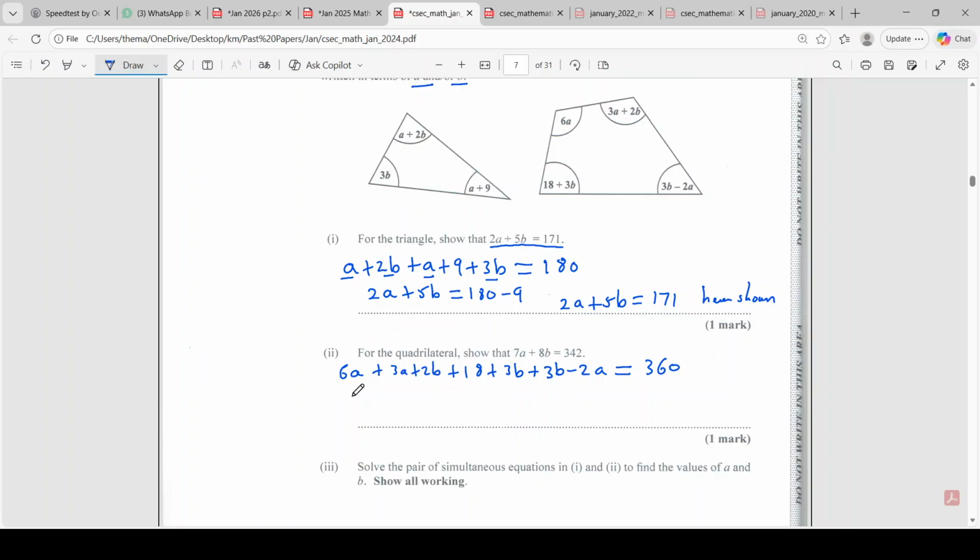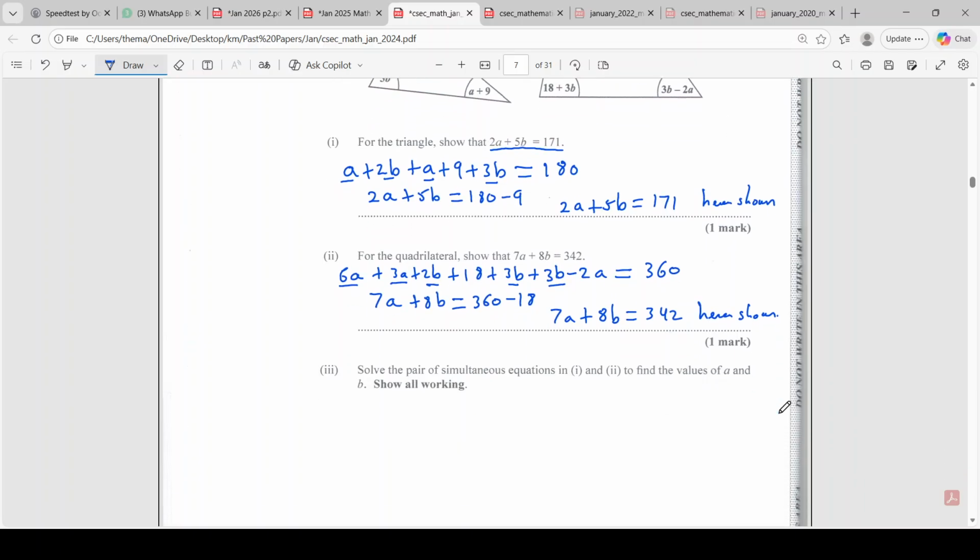So let us group the like terms and add them up. 6A plus 3A is 9. 9 take away 2 is 7A. Then we have 2B and 3B, that is 5, plus 3 is 8B, equal to 360. We carry the 18 across to the other side and it becomes minus 18. And from that we will get 7A plus 8B. 360 take away 18 is 342. Right, so again, hence shown.